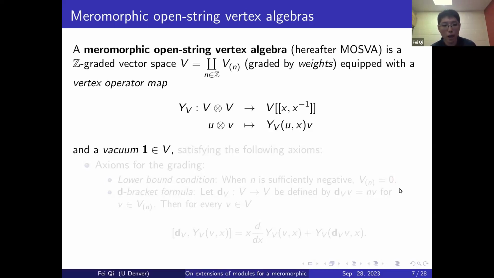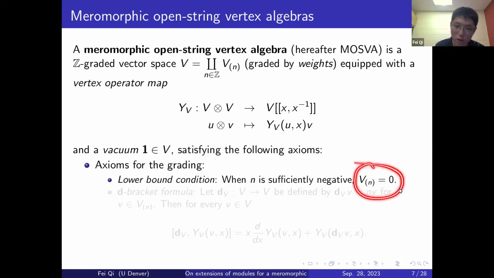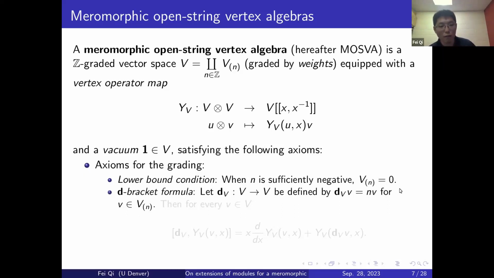All right, so the axioms are all quite simple. First, we need the axiom for grading. The grading has to be lower bounded. This means that when n is sufficiently negative, the nth graded vector space has to be 0. So we require the grading to be lower bounded. And we require the D bracket formula.